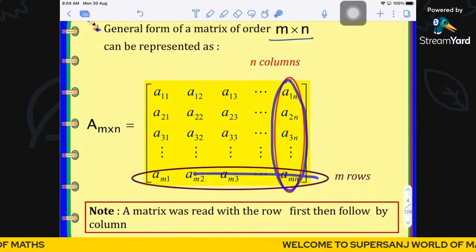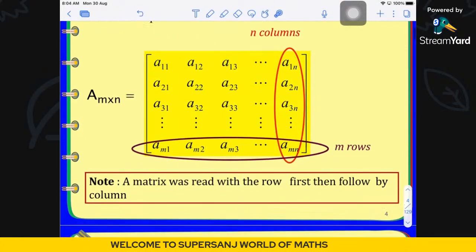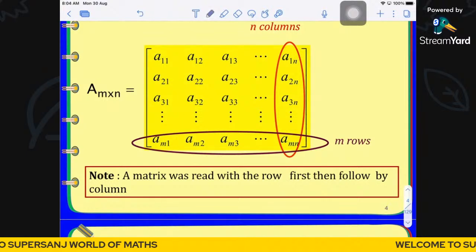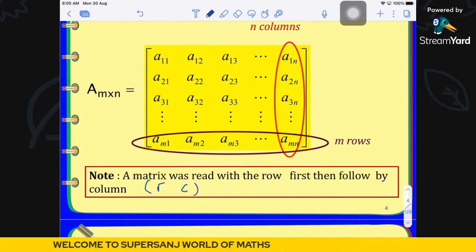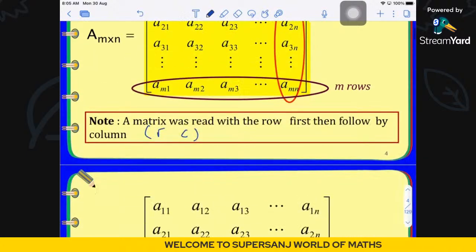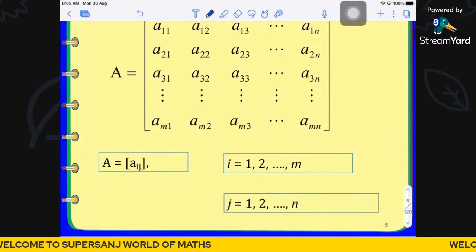Okay. A matrix is read with row first, then followed by column. So it's RC, RC. How do you want to remember? You can have many ways to remember. I like to remember: if you row your boat, then only you will get a column of success. If you row your boat, then you will get a column of success. Your boat is study. Okay, your boat is to study.